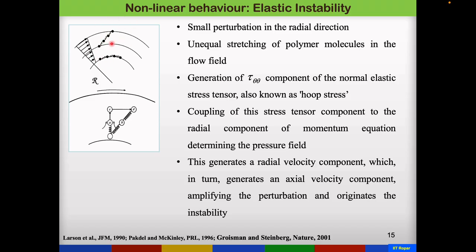But if you increase the flow strength or material relaxation time, then ultimately that elastic instability will transition to the elastic turbulence regime. So elastic instability is the triggering point of elastic turbulence. That's why people are doing a lot of studies, theoretical, numerical, and experimental, to understand this elastic instability phenomenon, which is very common for the flow of complex viscoelastic fluids.